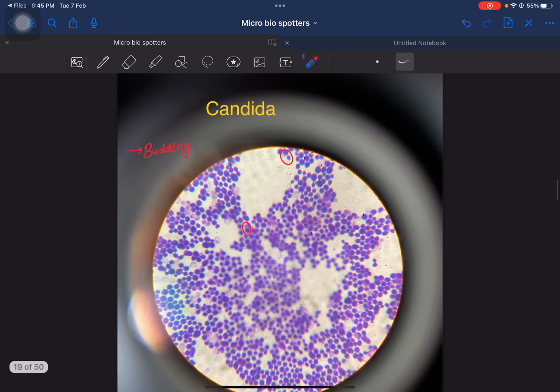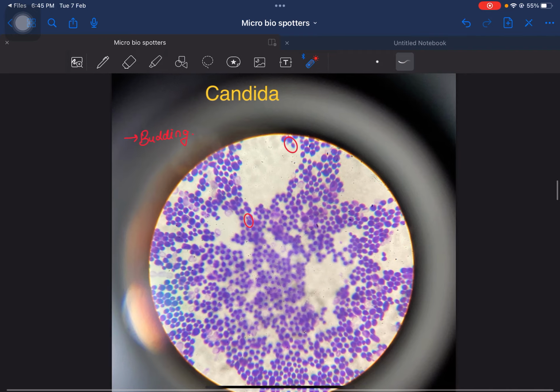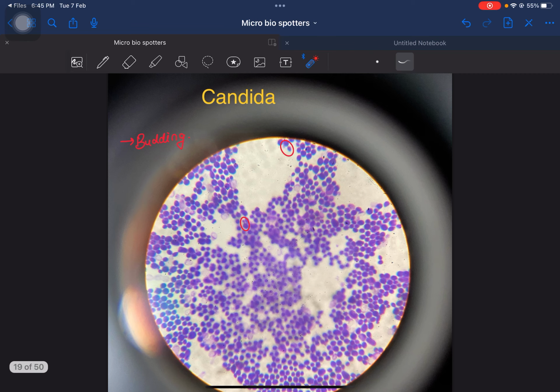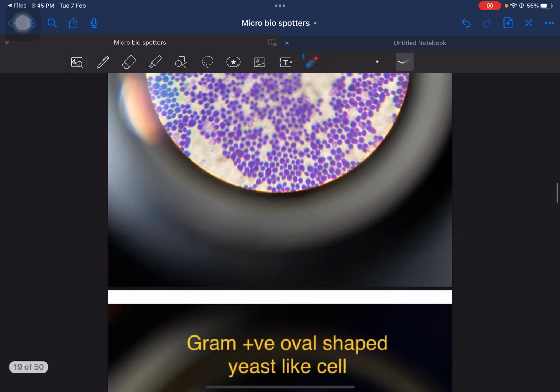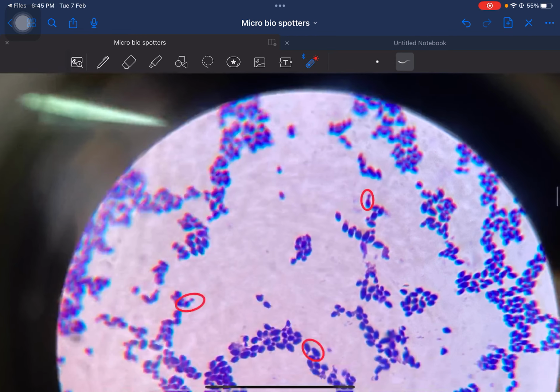So to identify the Candida, you have to see the budding. So you can see a bud being formed here. Also take care that you don't mistake the Candida with the gram positive cocci. The gram positive cocci are very small and there are no budding. So try to find the cells that have the buds and they are quite large in size. Similarly, you can also see here the budding.